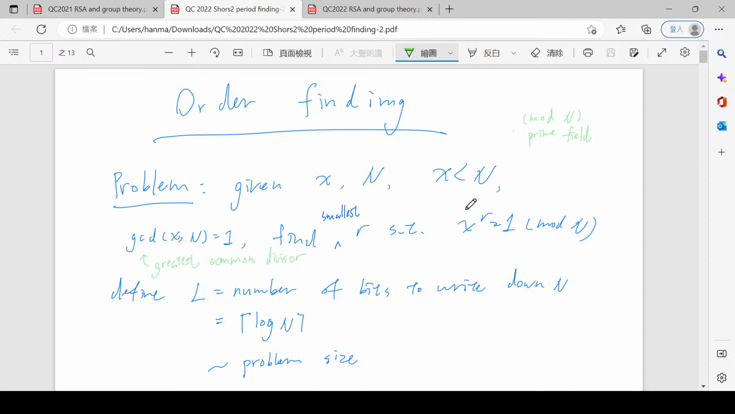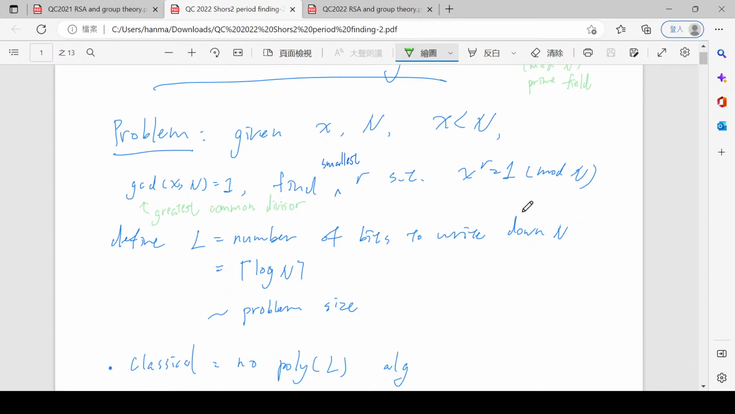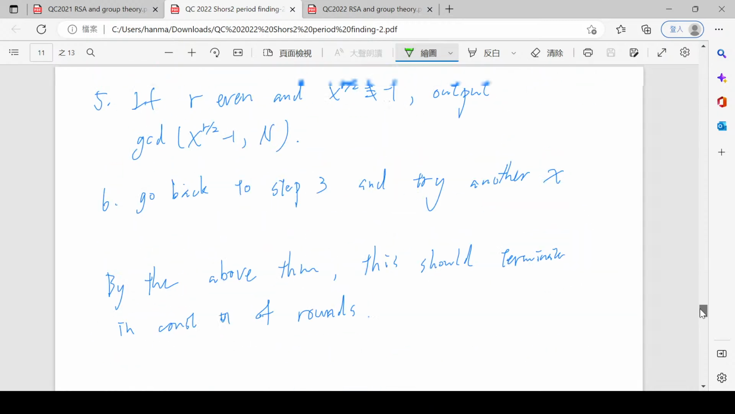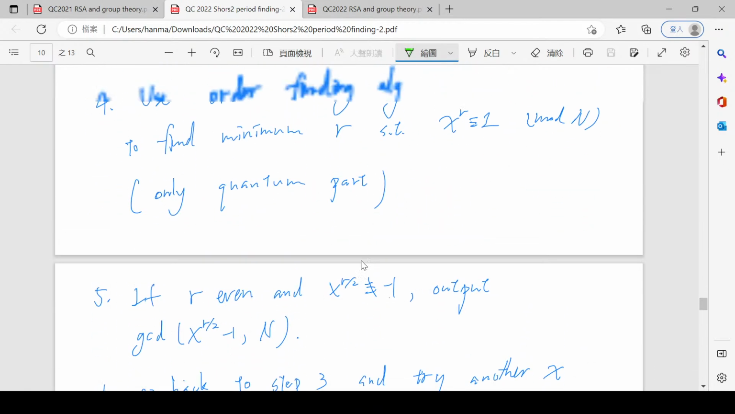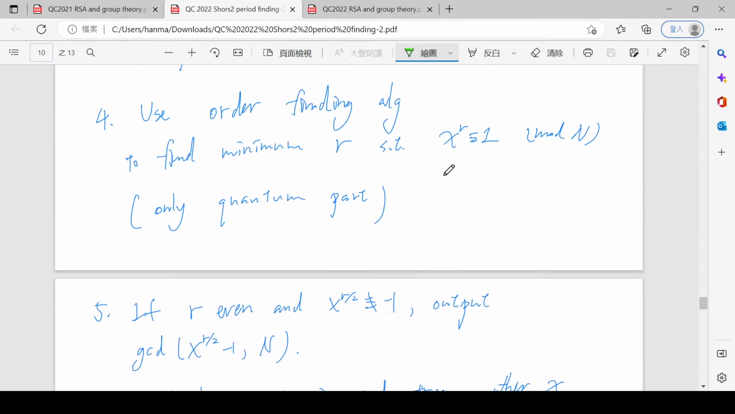So this r is the order, and for every pair of x and n, if you can find this r very efficiently, then you can solve factoring very efficiently. The exact number theoretical thing is quite complicated, but basically you want to find an even r. If you are lucky, your r is even, then you calculate x to the r over 2, and if you are lucky again, then x to the r over 2 minus 1 will have a common factor with n. That's how you factor.